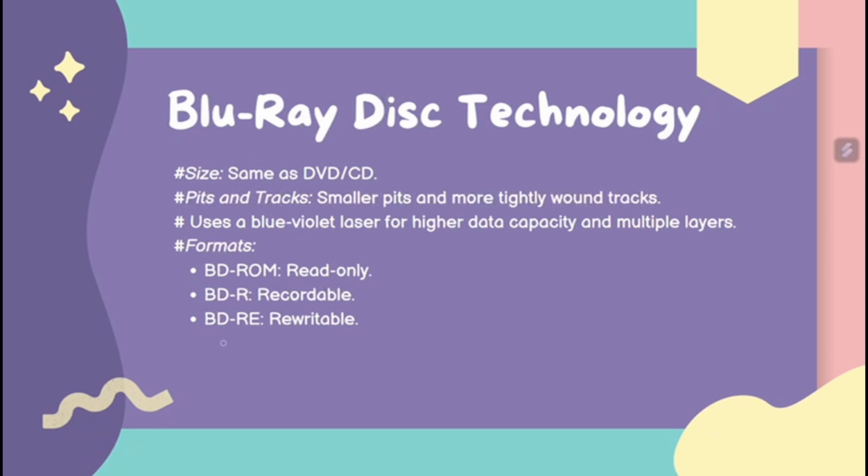Now I will continue to present Blu-ray disc technology. Blu-ray discs have the same size as DVD and CD. They have a smaller pitch and more tightly wound tracks. They also use a blue-violet laser for higher data capacity and multiple layers. Blu-ray discs have three formats, which are BD-ROM, BD-R, and BD-RE. BD-ROM stands for read-only, BD-R for recordable, and BD-RE is rewritable.